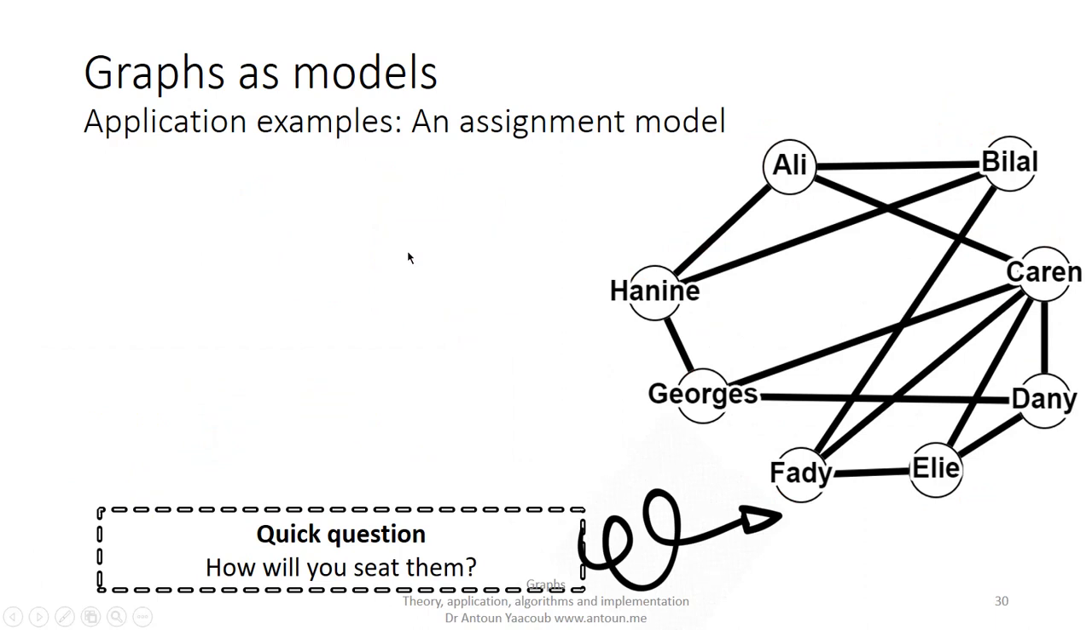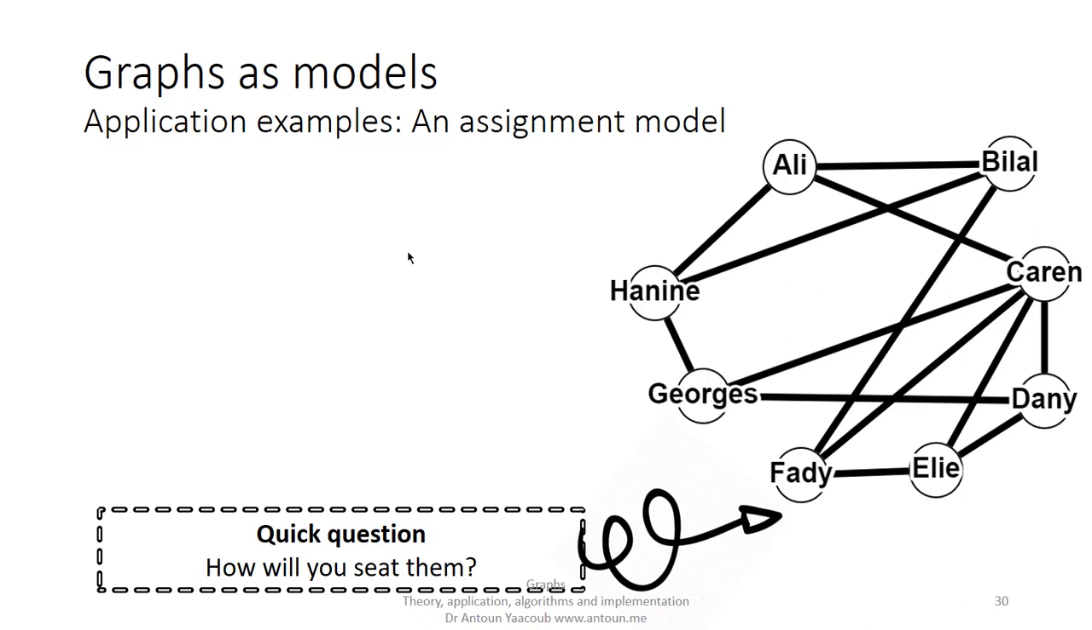Also an application is the assignment model. Here we consider a graph where the vertices represent people, and an edge connects two people who are friends. So this is a friendship graph. Let's suppose that these people are planning to go on a long bus ride, and the organizer needs to seat them in pairs. The seats contain 2 places, and he needs to place them in pairs. So the question is, how will you seat them?